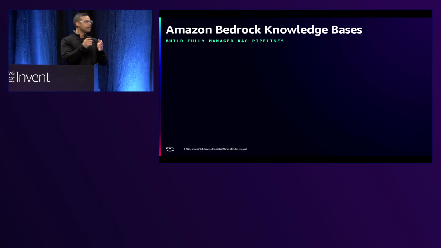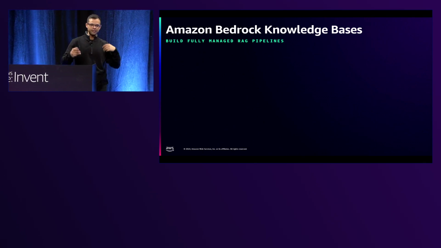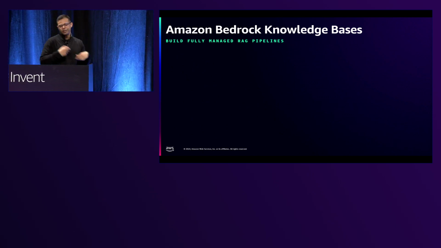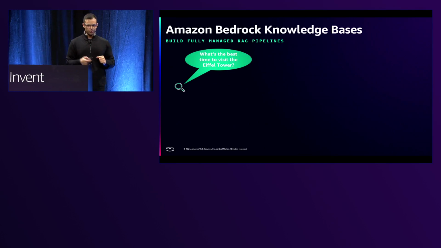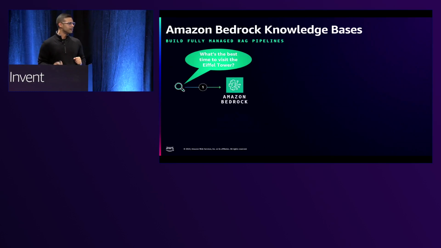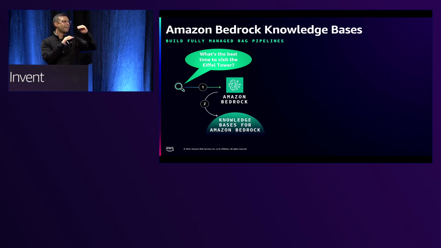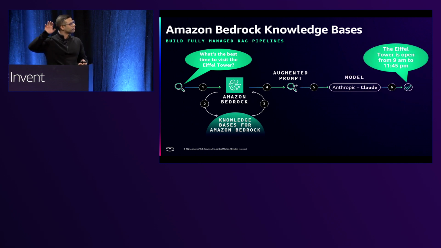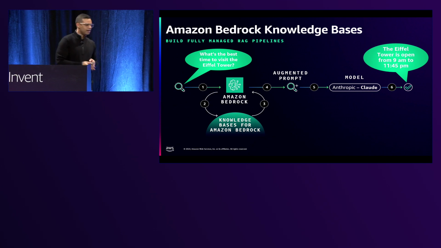So speaking of knowledge bases, Amazon Bedrock offers a fully managed RAG pipeline through knowledge bases, and we try to make it a little bit easier. Imagine the same question: what's the best time to visit Eiffel Tower? Knowledge bases have access to data sources, which is your flat files, CSV files, etc. Plus, they also have access to a vector store, which is where vector stores such as Aurora Postgres come in.